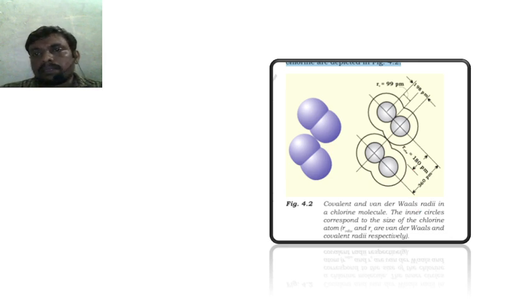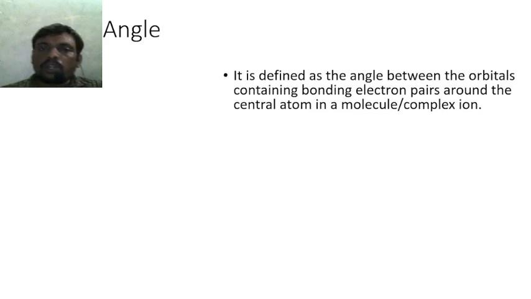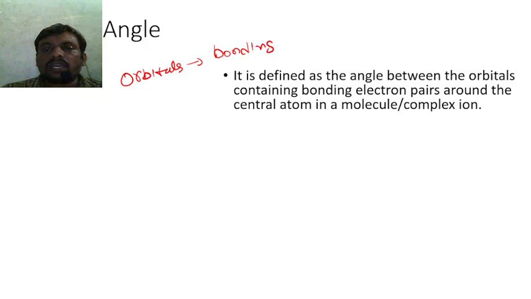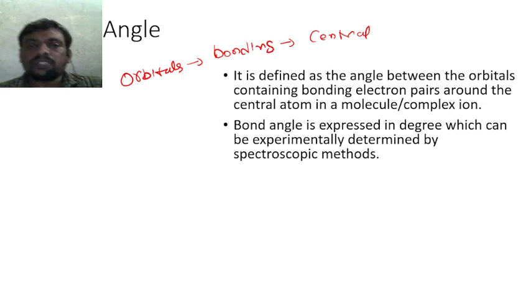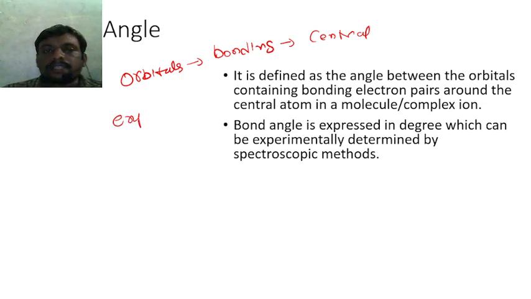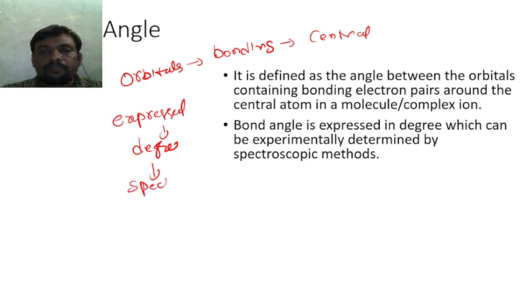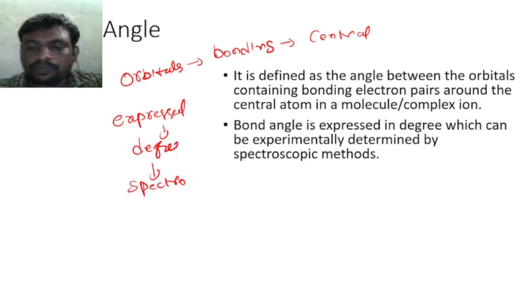Some measurements are also given here. Finally, bond angle. What do you mean by that? The angle between the orbitals containing bonding electron pairs around the central atom is generally called the bond angle. Bond angle is expressed in degrees, which can be determined by spectroscopic methods.